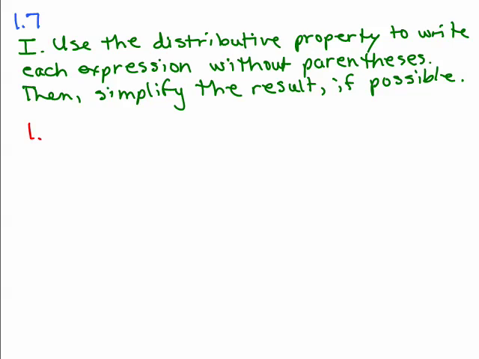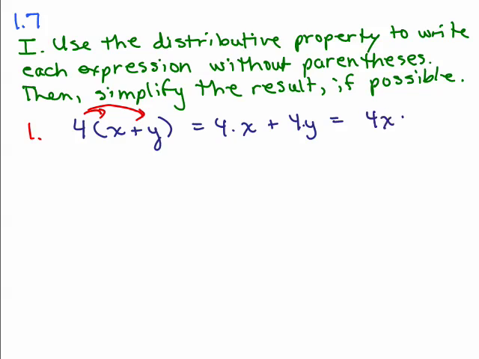All right, well, we're still working on problems from Chapter 1, 1.7. Part 1, use the distributive property to write each expression without parentheses, then simplify the result if possible. So the first problem is 4 times x plus y. And so when you do the distributive property, you have to do 4 times x plus 4 times y, because remember you're distributing the 4 to each thing in the parentheses. And so our answer is just 4x plus 4y.